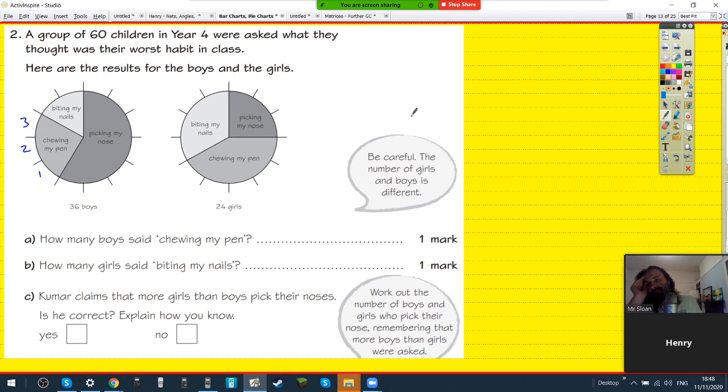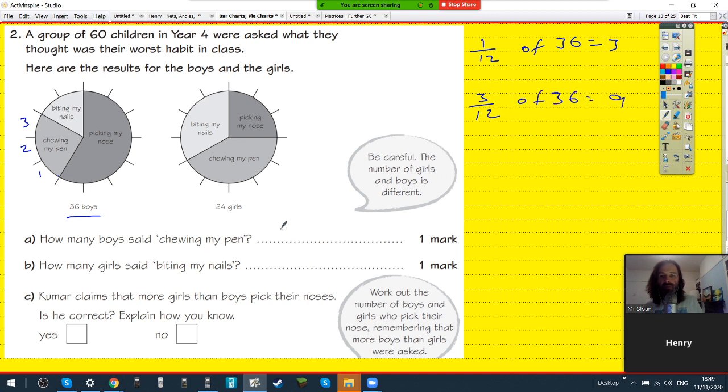Chewing my nails. And so how many boys? 36 in total. How many said chewing my pen? Okay, so then, I'm not sure because I don't know what 1/12 of 36 is. It is 36 divided by 12, which is 3. And so 3/12, so it's 3, 6, 9. So chewing my pen is 9.